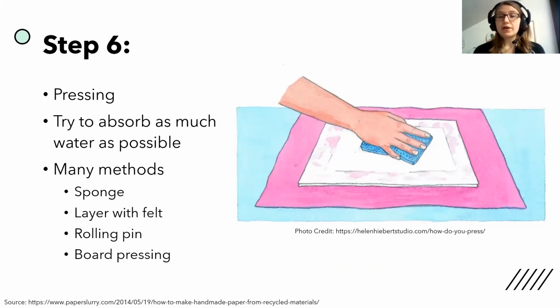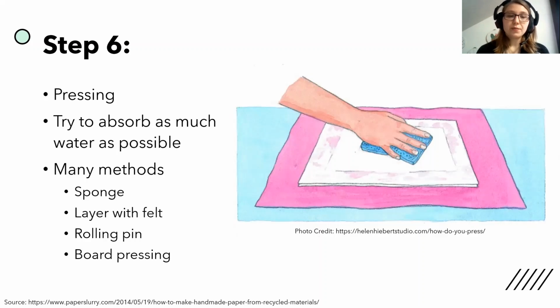Another way you can go about this is to do a layer of felt and then your sheet of paper and then another layer of felt. And then you can use a rolling pin to roll out the water, and then you'll take that felt and let that dry.